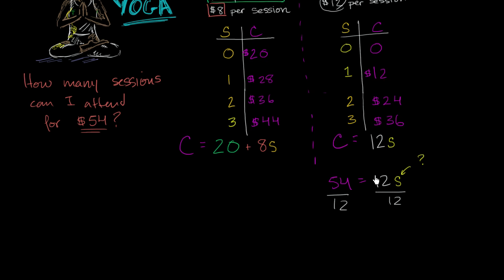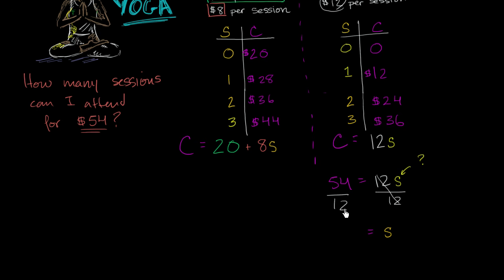If that is equal to that, in order for them to both still be equal, I have to do the same thing to both sides. So on the right-hand side, I am left with just an s. And on the left-hand side, I have 54 divided by 12.